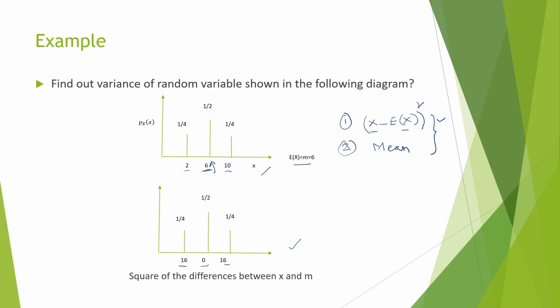I will try to repeat this. The first step is the difference of this random variable with its mean: 2 minus 6 square, that is 16. Similarly, 6 minus 6 square, that is 0. And 10 minus 6 square, that is 16. So this completes our first step. Second step is we rearrange these terms, because 16 with 1 by 4 and 16 with 1 by 4 we can combine, and find their mean. That gives us the variance. We do that in the next slide.